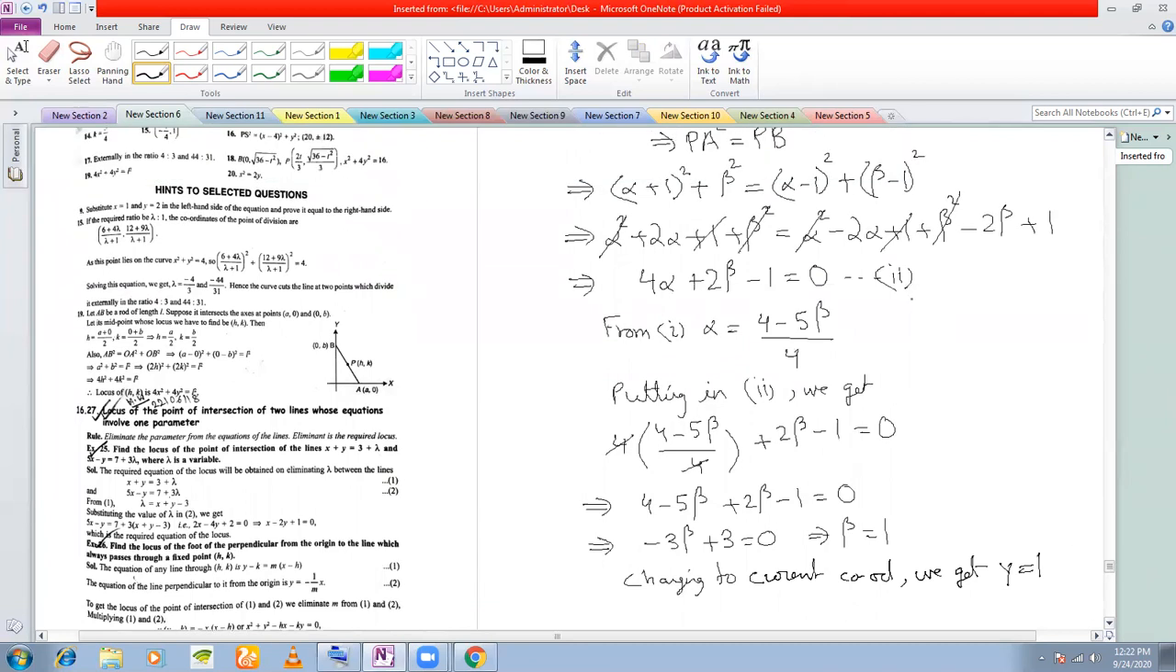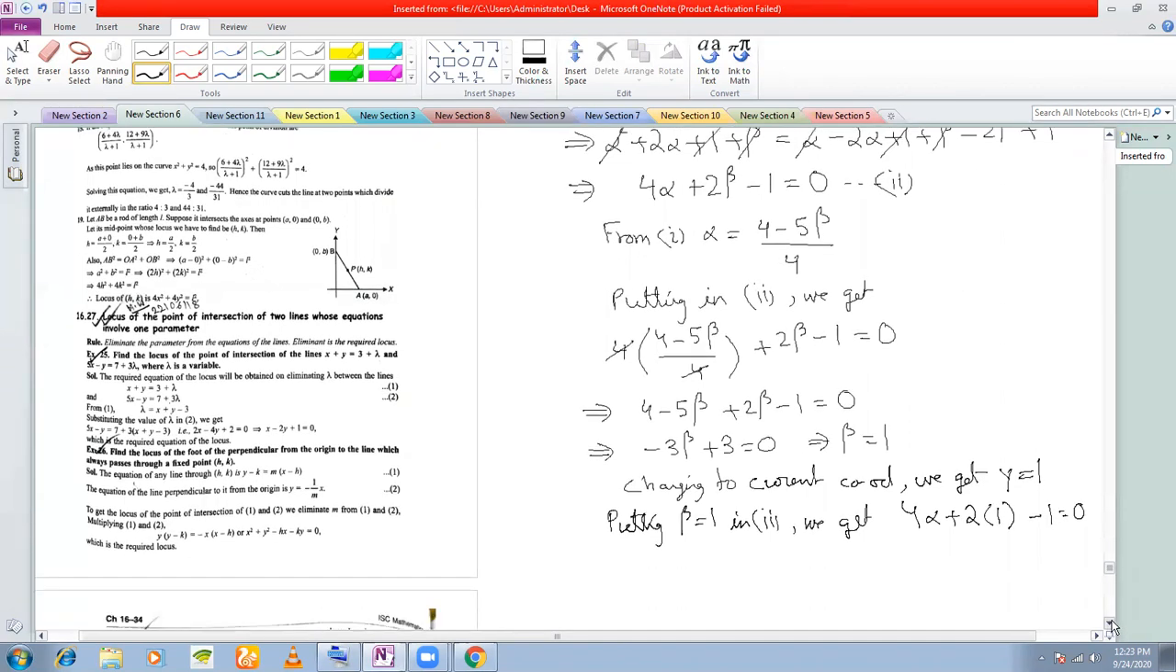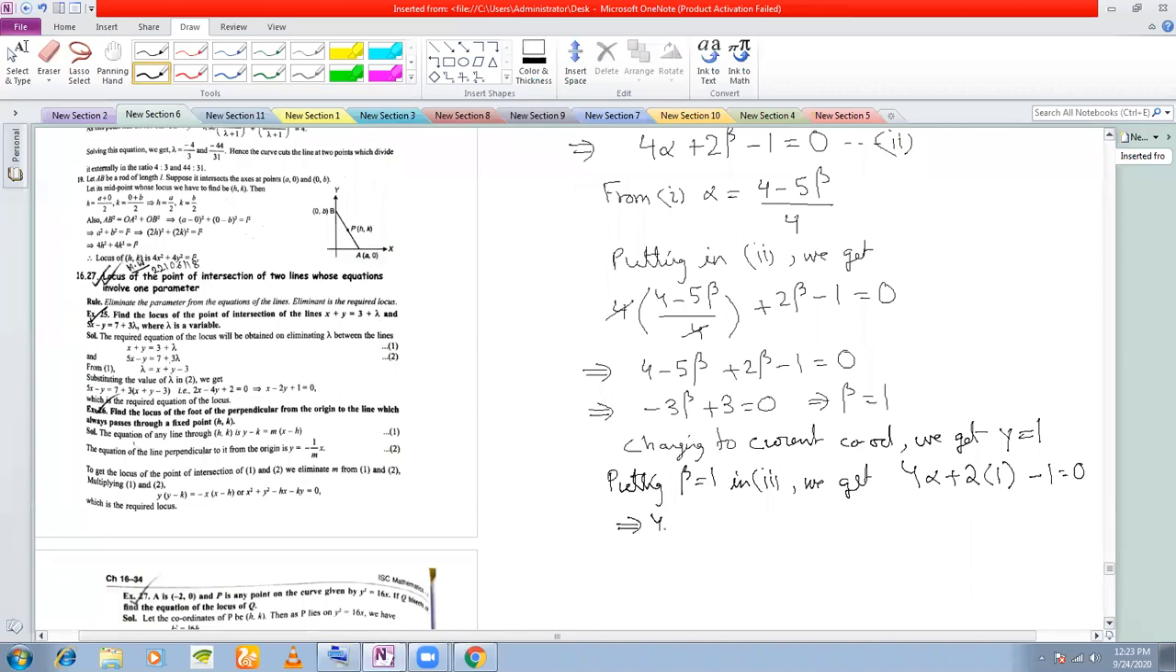You put it in equation number 1 or equation number 2. Or since you have got beta is equal to 1, you put beta is equal to 1 in equation number 1 or 2. So putting beta is equal to 1 in 2, we get 4 alpha plus twice beta minus 1 is equal to 0. That means you get 4 alpha plus 1, so you get alpha is equal to minus 1 by 4.